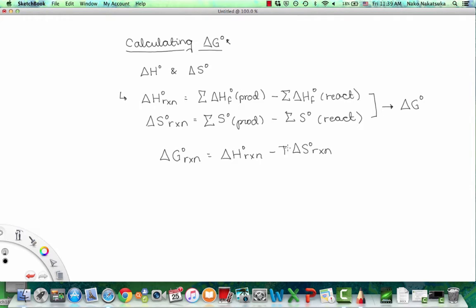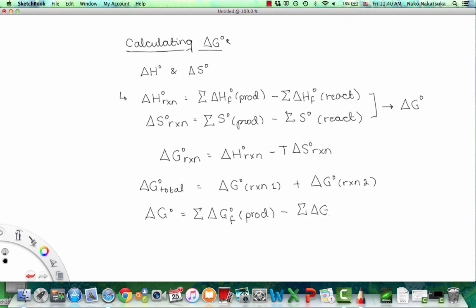So since free energy is a state function, we can also calculate the delta G total by adding or subtracting the delta G of reaction 1 and delta G of reaction 2. So it's additive, just like everything else that we've been looking at. And this leads us to looking at the standard free energy of formation, where delta G of the reaction is the sum of the delta G of formation of the products minus the sum of the delta G of formation of the reactants. So exactly the same as what you saw for enthalpy and entropy you can do for Gibbs free energy. So now using this understanding, let's do a couple of practice problems.